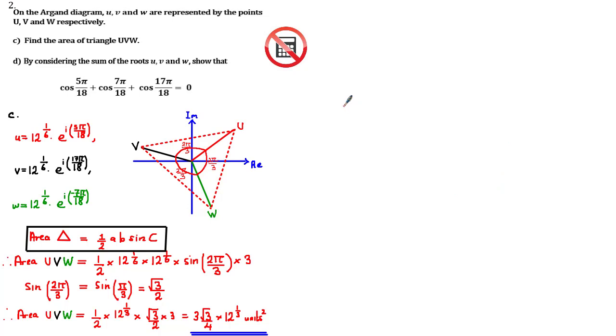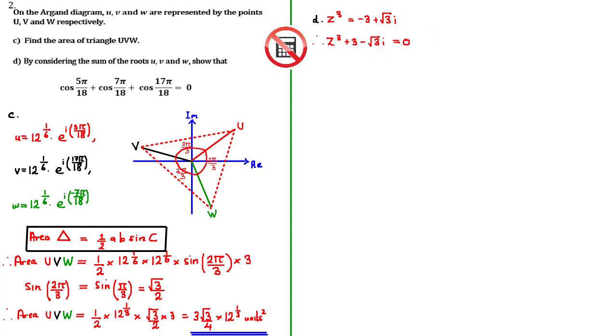Okay, so welcome back. Now we've been asked to consider the sum of roots and prove that it satisfies this equation. Now just for your reference, the roots u, v and w that we found were roots to this equation. z cubed is equal to negative 3 plus root 3i. And if we rearrange this equation, we get that z cubed plus 3 minus root 3i is equal to 0.